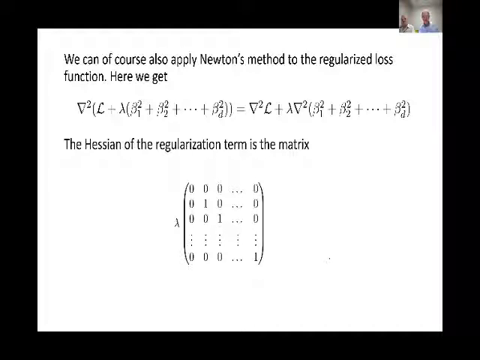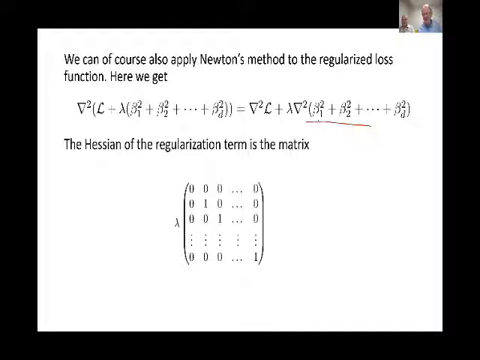So we can also use Newton on the regularized function, of course, and that is again pretty simple, because all we have to do is take the double derivatives. It's just the sum of the double derivatives of the unregularized loss function, and the double derivatives of the regularization term. And the regularization term, if you use quadratic regularization, is very simple, right?